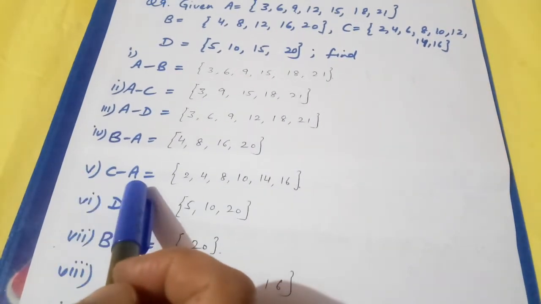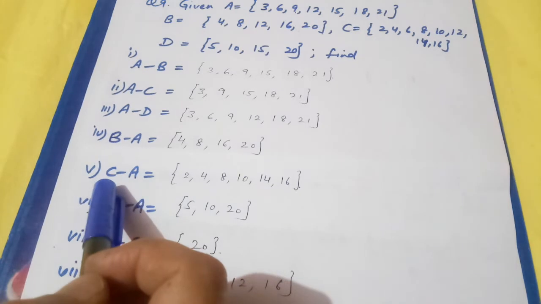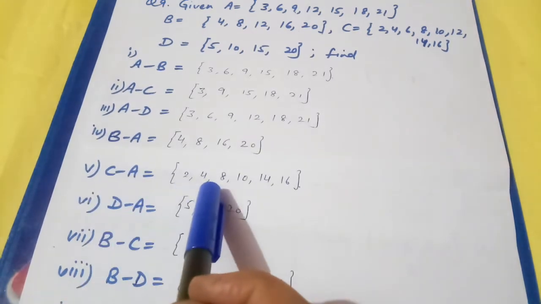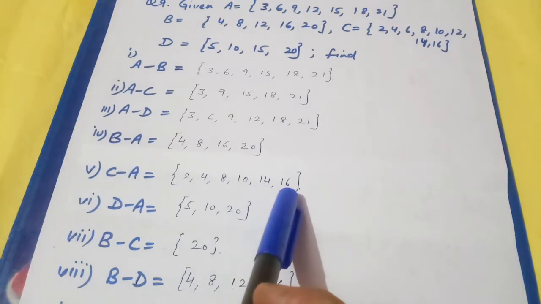Fifth part, C minus A. Now this set contains all the elements of C but not the elements of A set. That is equal to 2, 4, 8, 10, 14, 16.